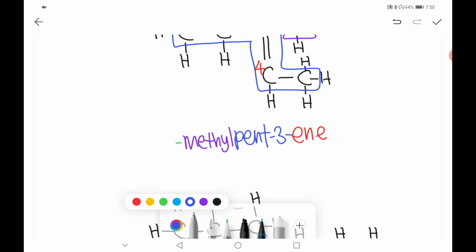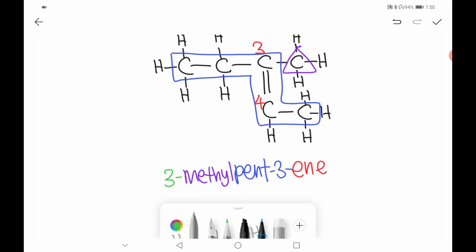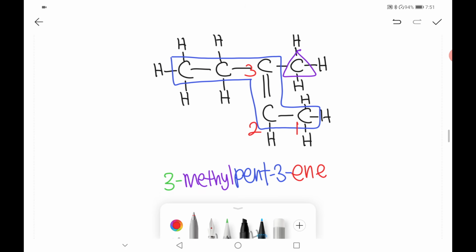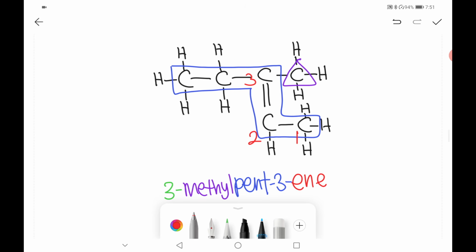So the branch number is 3. Okay, now we will try to count again from the opposite direction. If you count from the right to the left, this will be your first carbon. So this is carbon number 1, this is carbon number 2, this is carbon number 3. If you go from the opposite direction, you can see that now the double bond is between the second carbon and the third carbon.